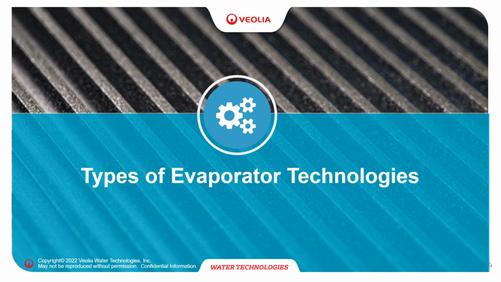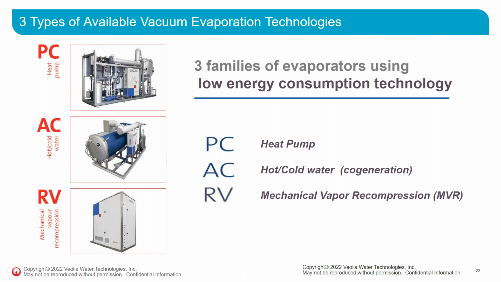Some of the different types of evaporation technologies: these are the three families, and we classify them. PC is our heat pump system, which is the one we're going to see in almost 80 to 90% of the applications we deal with. That's typically the piece of equipment we would be using.